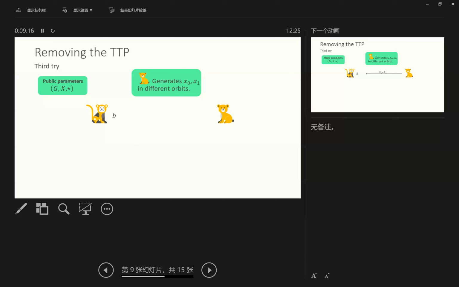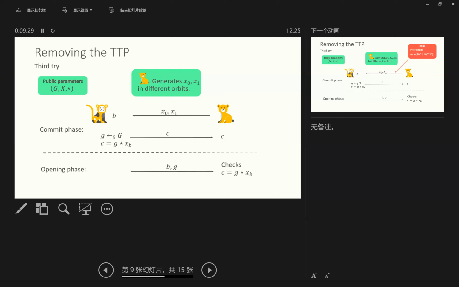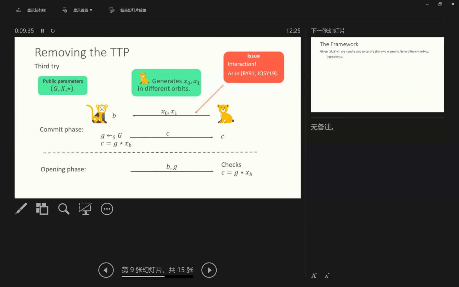Our last try is where the receiver generates X0 and X1 in different orbits. So it sends them to the sender. But we want to remove the interaction here, so we just use the previous commitment.